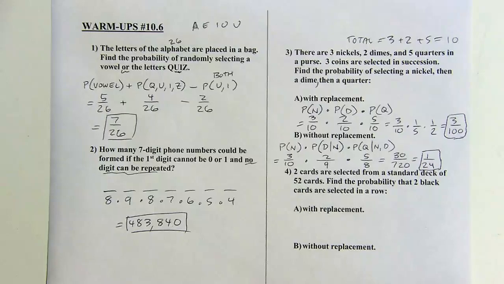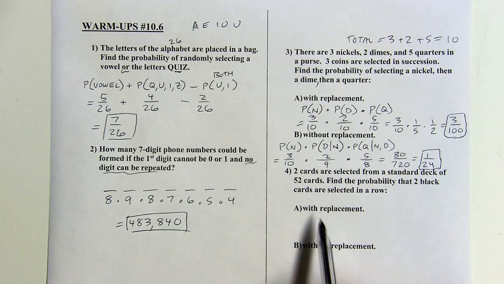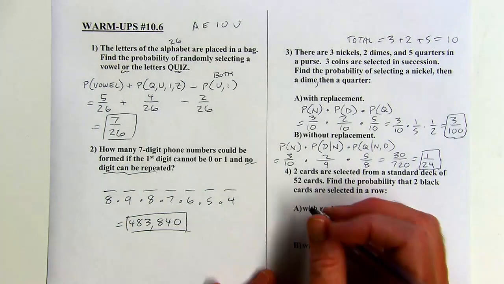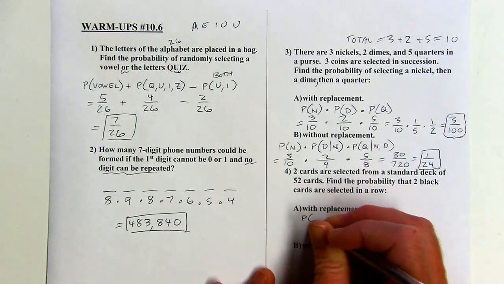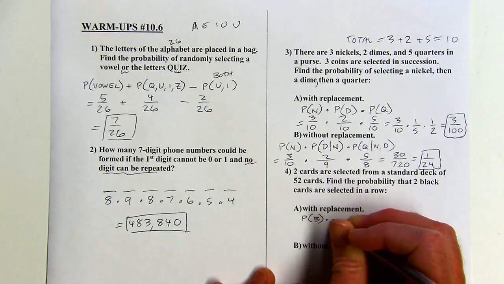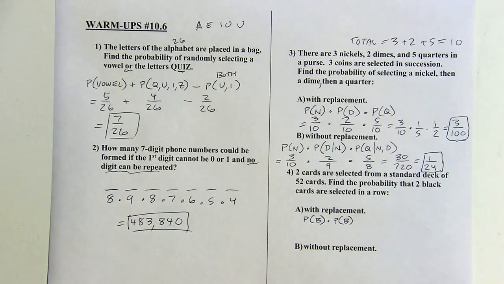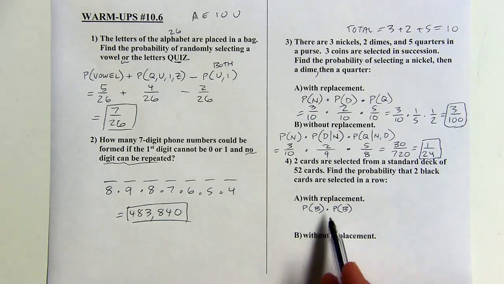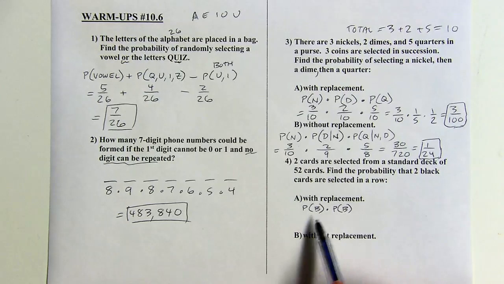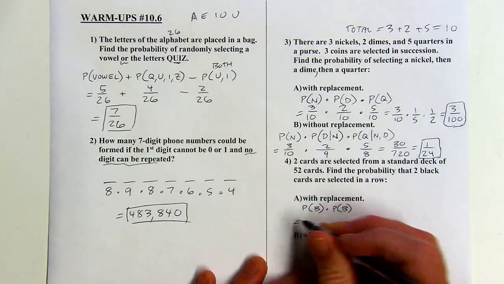Next up, 2 cards are selected from a standard deck of 52 cards. Find the probability that 2 black cards are selected in a row, and we'll go with replacement and without replacement again. So when we're replacing, the contents of the deck are the same every time. So I just multiply the probability of pulling a black times the probability of pulling another black card.